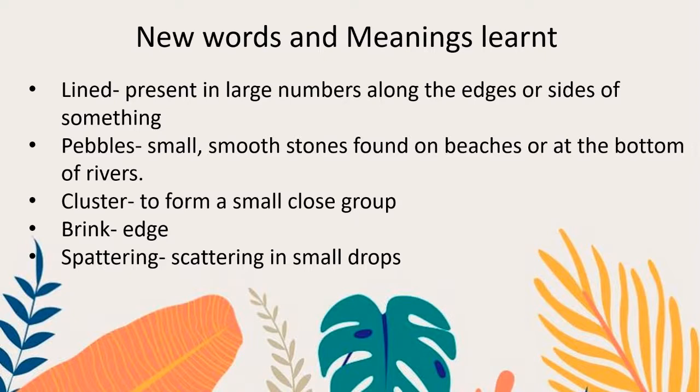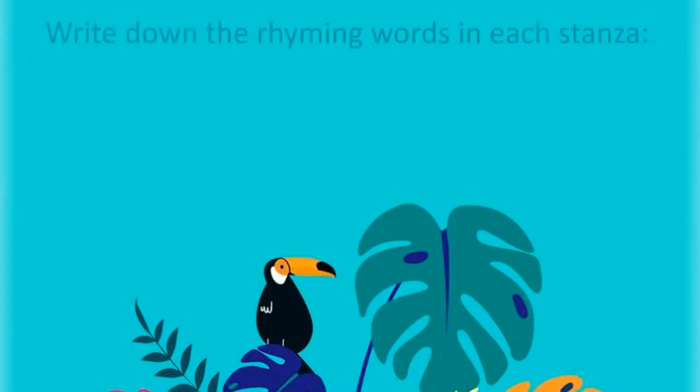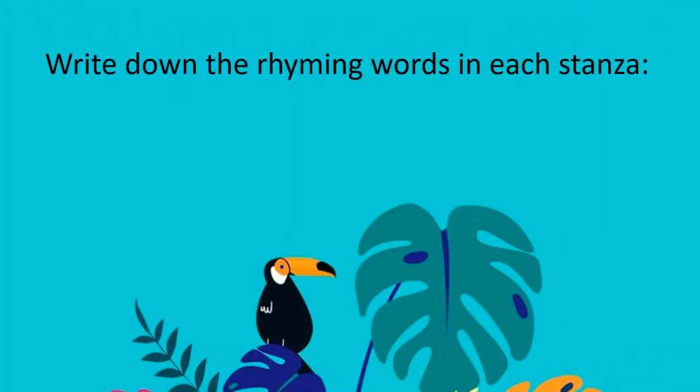The sixth one is flash, means go quickly. So these are the meanings we have learned in the poem. Write down the rhyming words in each stanza. Stanza 1, stanza 2, stanza 3. So students, there are 3 stanzas, and from each stanza you have to pick out one rhyming word and write it down. You can refer to your textbook and find out the rhyming words.